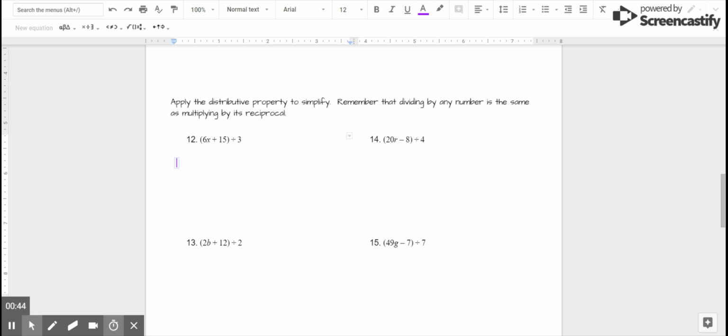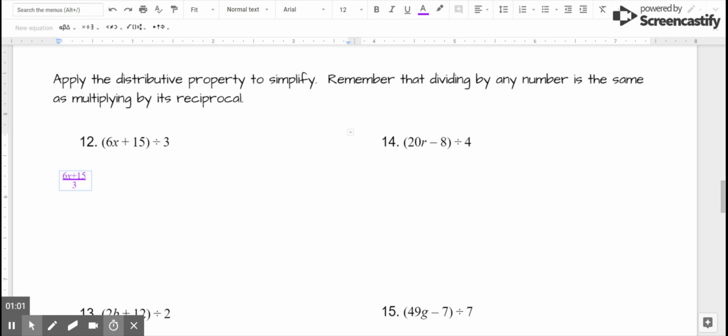Just so you know, another way to write this would be to say 6x plus 15 over 3, all as one fraction. That means the exact same thing as what we're doing. I prefer to think of it as a fraction because for me, it's easier to see a fraction as division. It's just my preference. I like to look at it as a fraction because it's easier for me to look at.